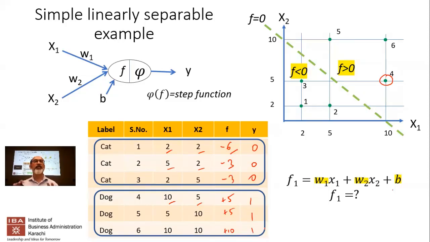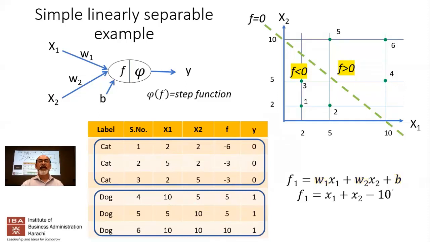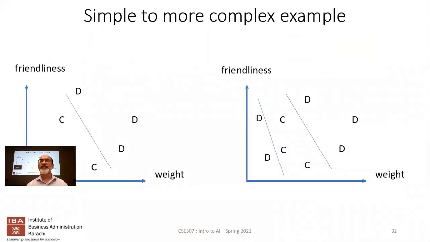So we can see that we've cracked the problem using a single perceptron. All right, a single perceptron is able to classify any set of data which is linearly separable. Okay, so far so good. Now let's take a look at a slightly more complex problem.